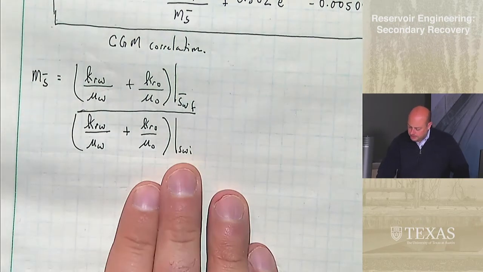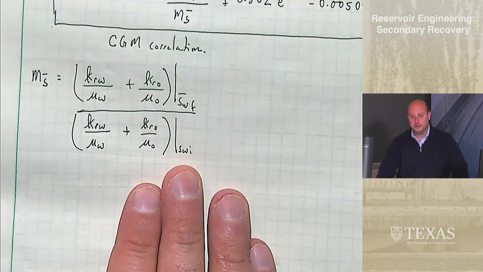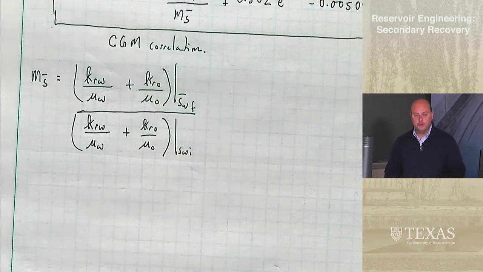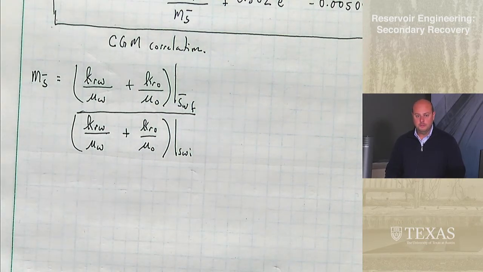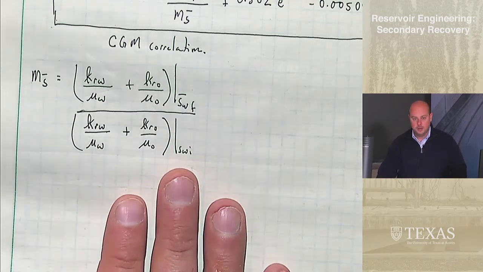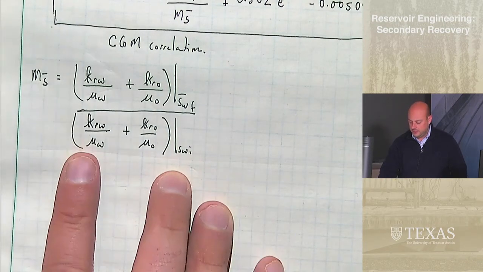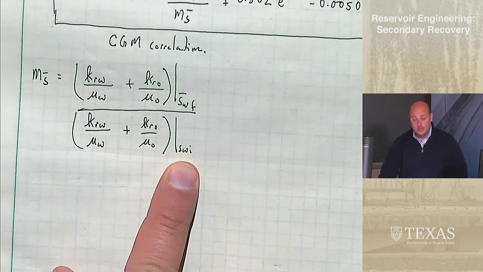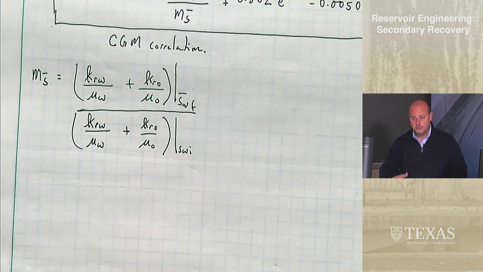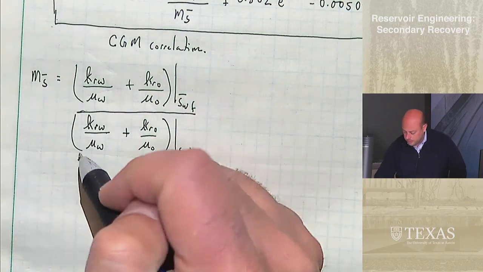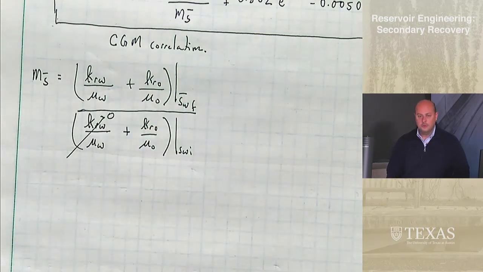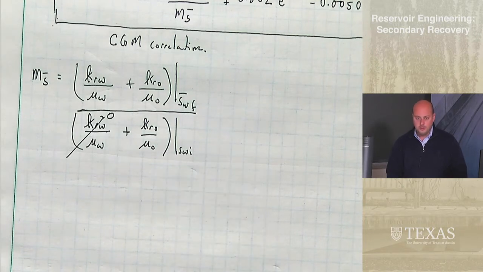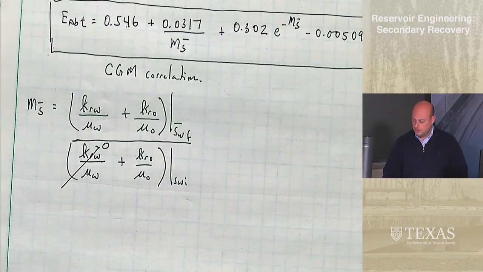A few comments about this. SWI is the initial water saturation. So what you do is you go to your relative permeability curves, and you calculate KRW and KRO at SWI. Viscosity of water and oil would be given. Now, if SWI is equal to SWR, the residual saturation, we know that KRW is 0. Okay, so that would go away. If SWI is greater than SWR, that wouldn't be true.